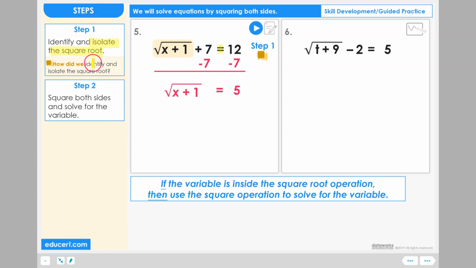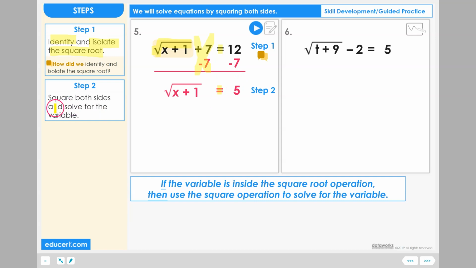How did we identify and isolate the square root? First, we identify the square root by looking for the square root symbol and the complete expression within it, and then we isolated it by making sure that we used our regular inverse operations to get the square root all alone on one side of our equation.